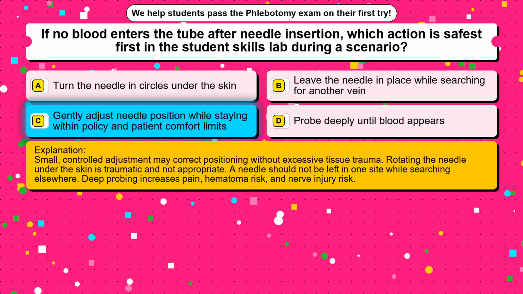Small, controlled adjustment may correct positioning without excessive tissue trauma. Rotating the needle under the skin is traumatic and not appropriate. A needle should not be left in one site while searching elsewhere. Deep probing increases pain, hematoma risk, and nerve injury risk.